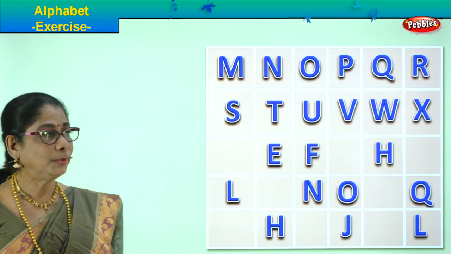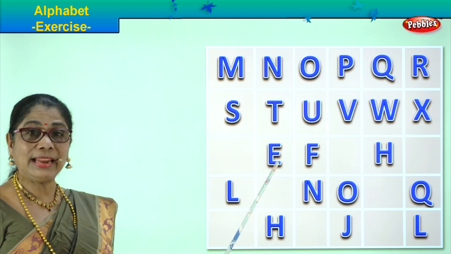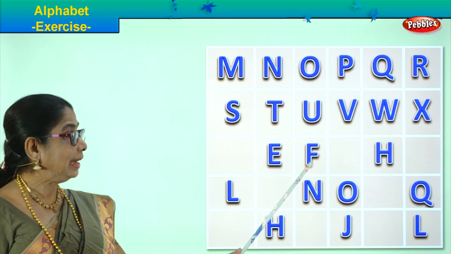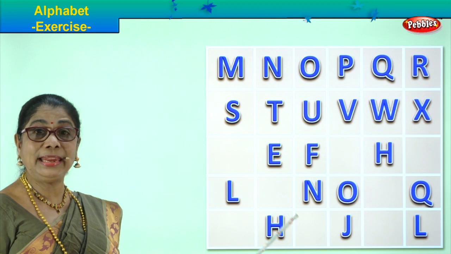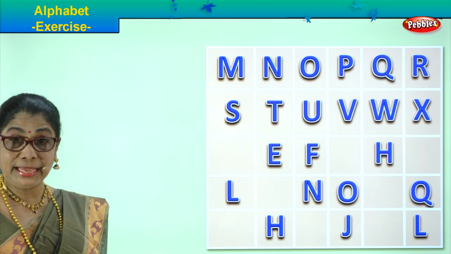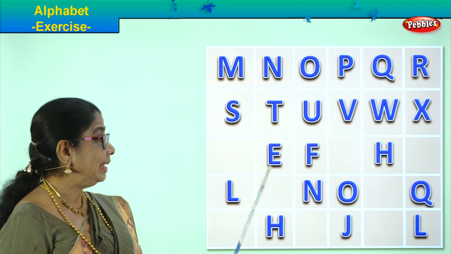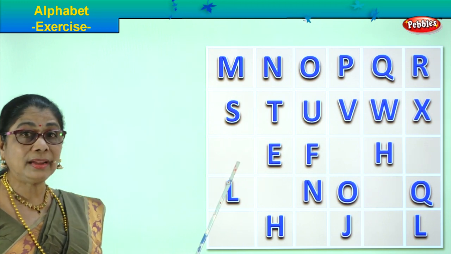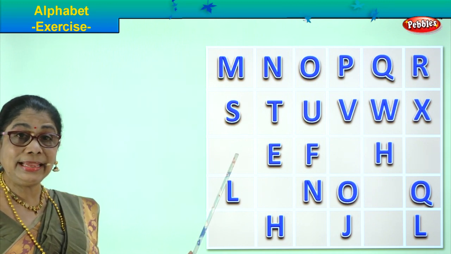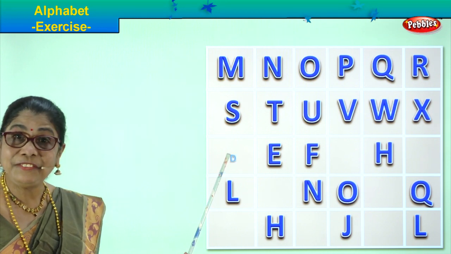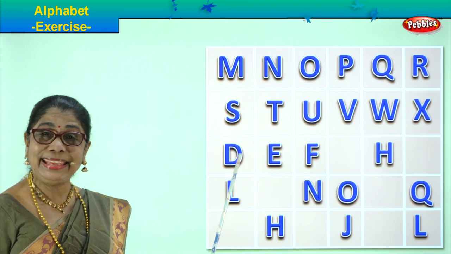Let's come to the third row. We have the first letter missing here. You have letter E and letter F. Let's say the letters from the beginning. A, B, good. C, D, E. So what are the letters that will come here? A, B, C. What will be the letter? D. Very good. Letter D comes before E.